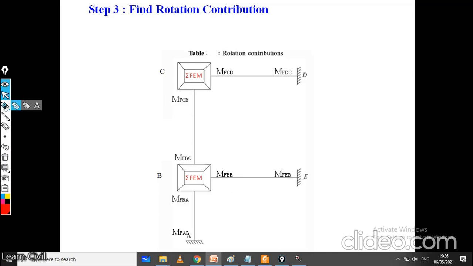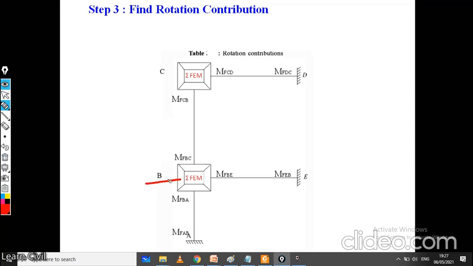Then we'll be writing down the summation of fixed end moments of all the members meeting at joint C in this particular box. That is, this will be the sum of MFCB plus MFCD dash. This will be D dash and this will be E dash, like this. In this particular box, we'll be writing down the summation of the fixed end moments of all the members meeting at joint B.